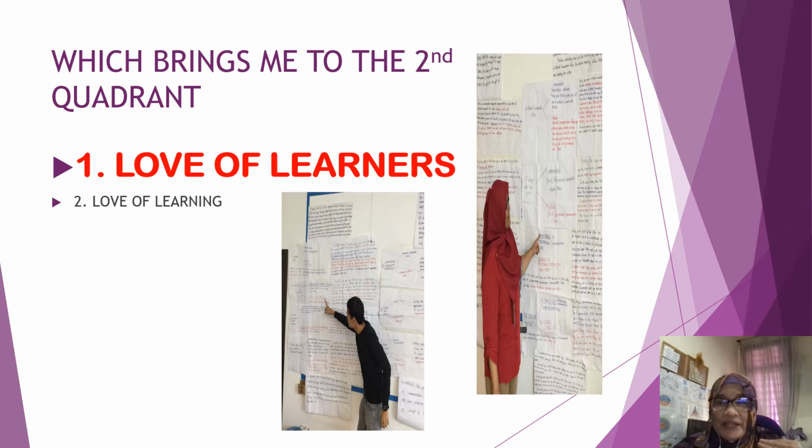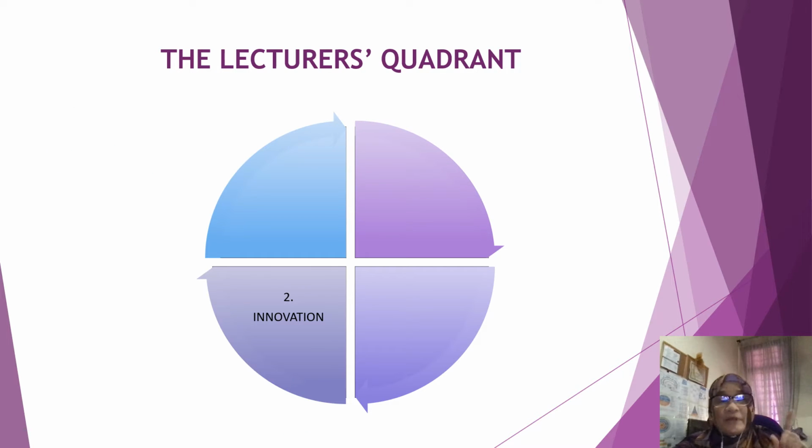We love the learners. We want the best for them. So what do we do? We become innovative. We want to give them the best. We want them to learn the best way they can. We want them to maximize their learning. So therefore, the second quadrant, number one, is teaching. I hope and I assume all of us are already good at that, teaching. So we have no problem with that. Now we have the second quadrant, innovation. Do you have it?